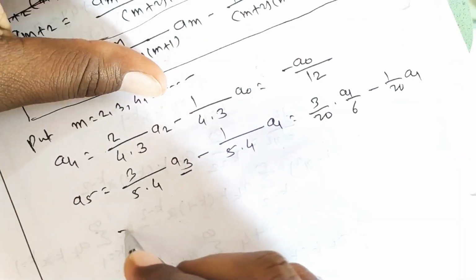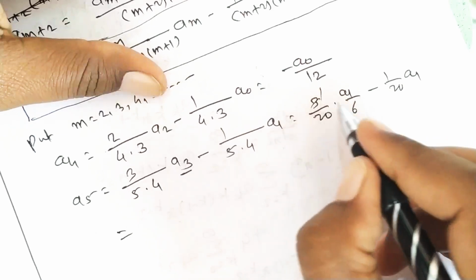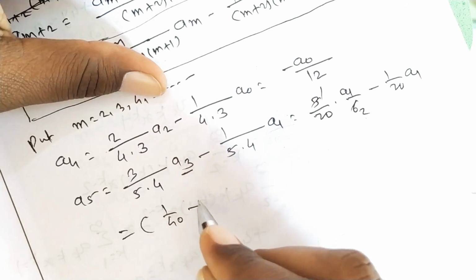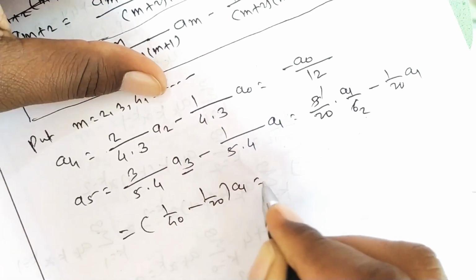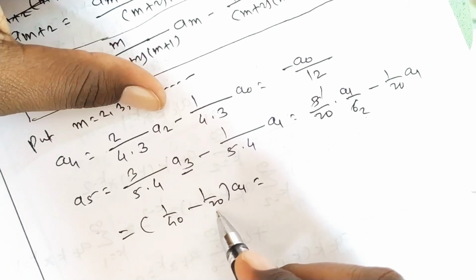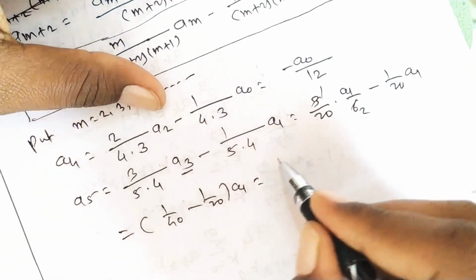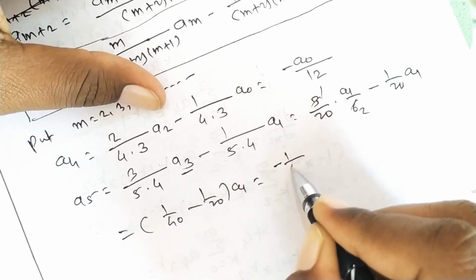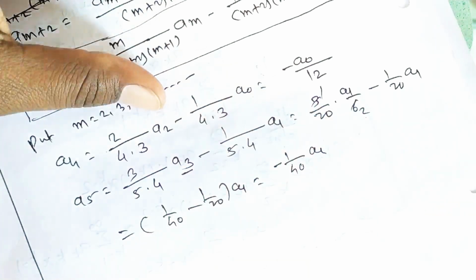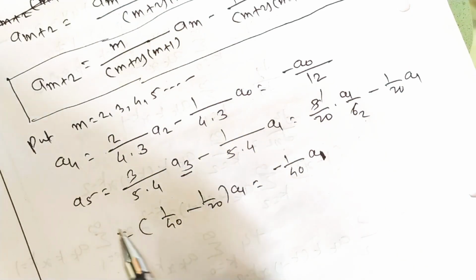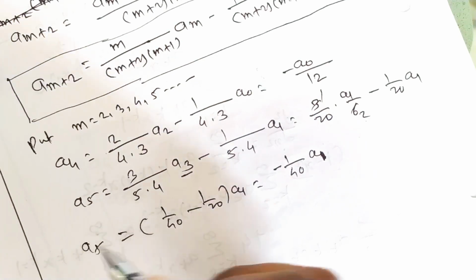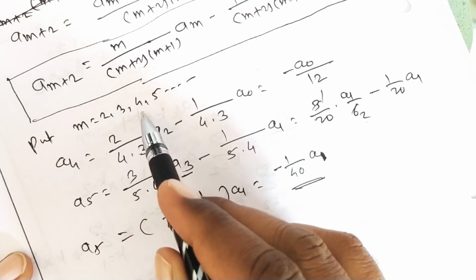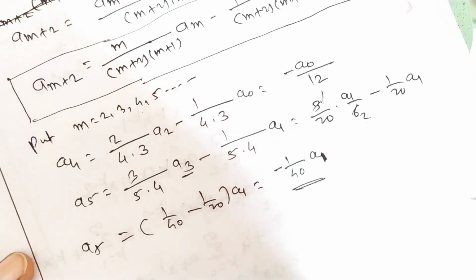So we can take a1 common. If we take a1 common, 3 1s are 3, 3 2s are 6, then we will get 20 into 2 is 40, means 1 by 40 minus 1 by 20 into a1. So if we take LCM 40 here, we have to multiply and divide by 2. So 1 minus 2 is minus 1, that is minus 1 upon 40 into a1. So we will get a5 is equal to minus 1 by 40 into a1. Similarly, if we put m equal to 4, then we will get a6, a7 and so on.